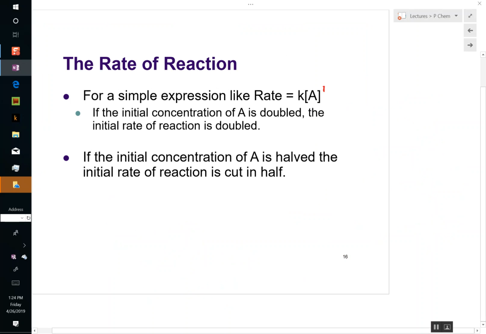Okay, we'll start talking about order of reaction in just a second, but assuming this was a first order reaction, first order in the concentration of A, if you double the concentration of A, you're going to double the rate. The rate will double. If you halve the concentration of A, you'll halve the rate.